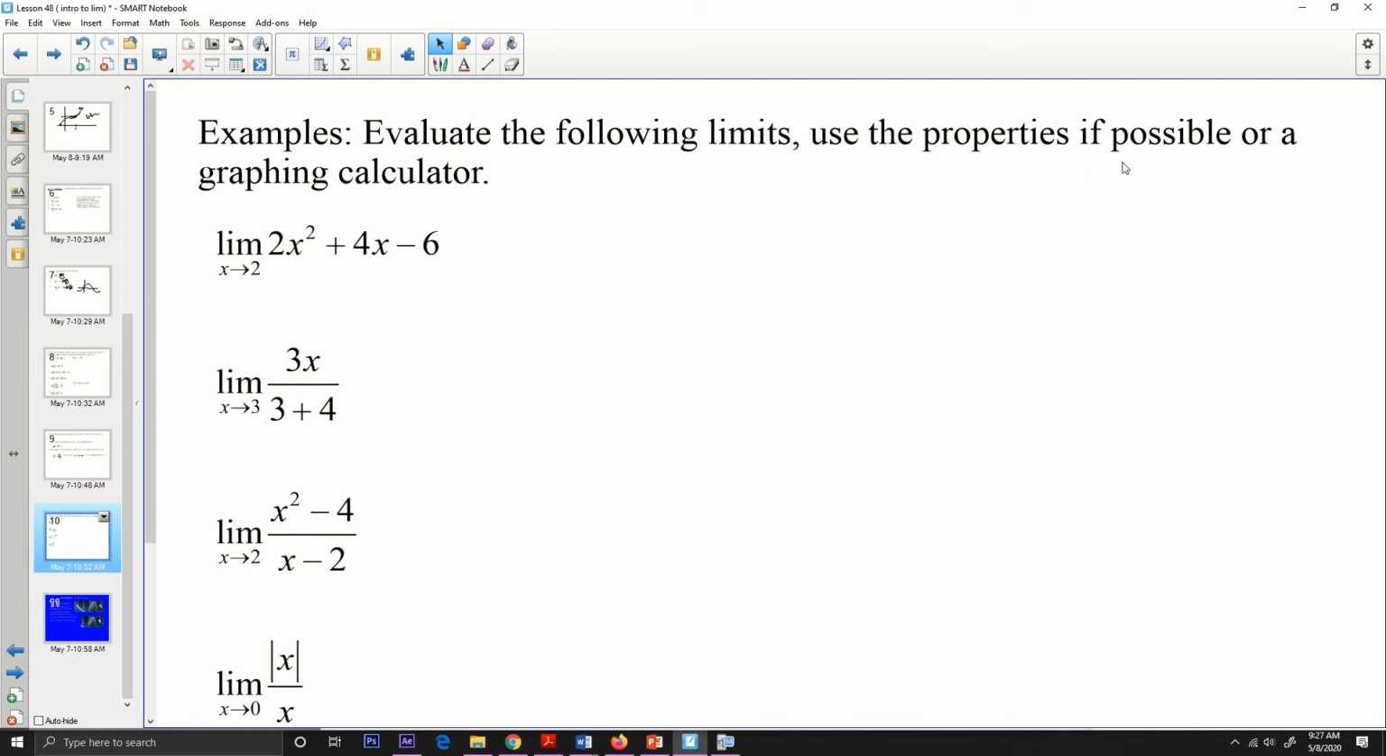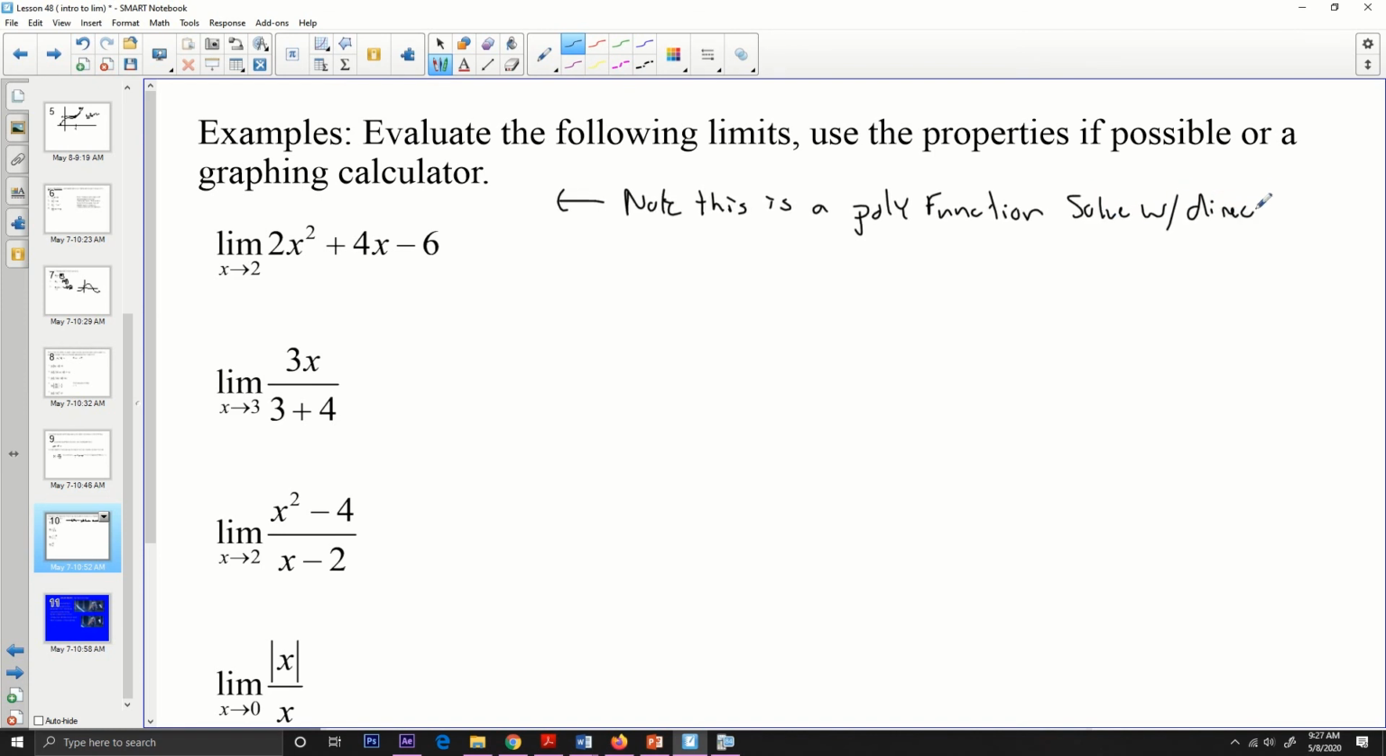Evaluate the following limits. Use the properties, if possible, or a graphing calculator. So first off, this is a polynomial function. And so we can solve with direct substitution. And so this is just going to be 2 times 2 squared, because we're going to 2, plus 4 times 2 minus 6. So I get 4, 8, and then another 8. 8 and 8 is 16, minus 6 is going to give me 10.